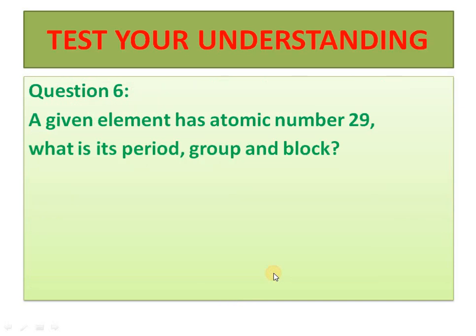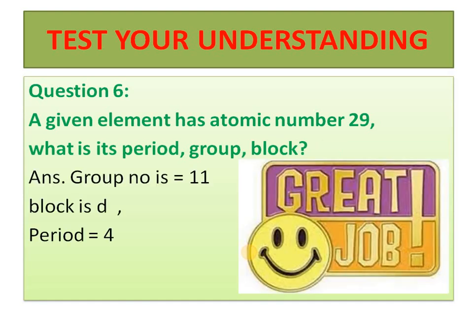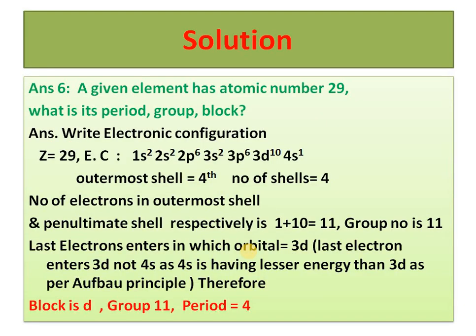Okay. Now let us do one more question, so you can have more conceptual understanding of that. Period, group, block. So atomic number 29. You can pause the video and do the question. I will proceed further. Okay. So if your answer is group number 11, block is d, period is 4, then congratulations to you. Just see how it came: write the electronic configuration 3d10 4s1.